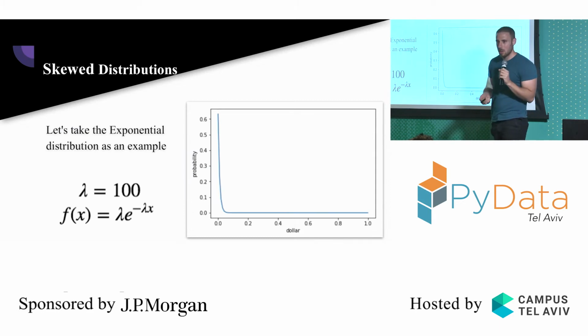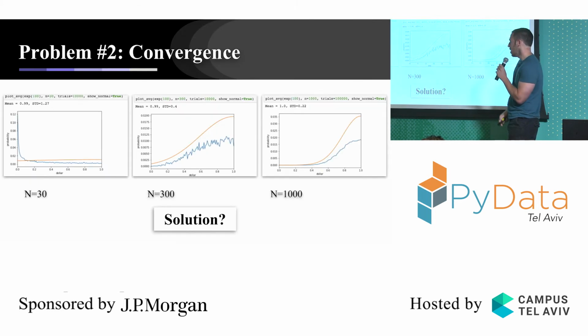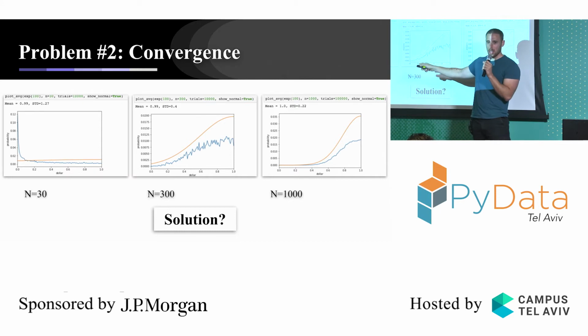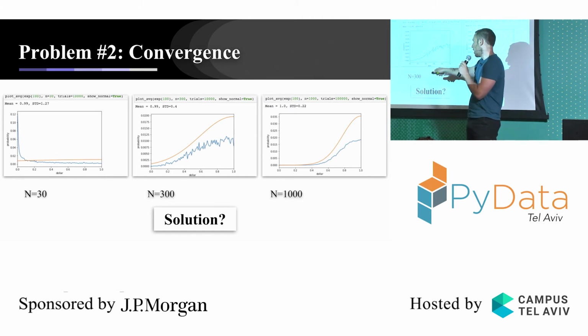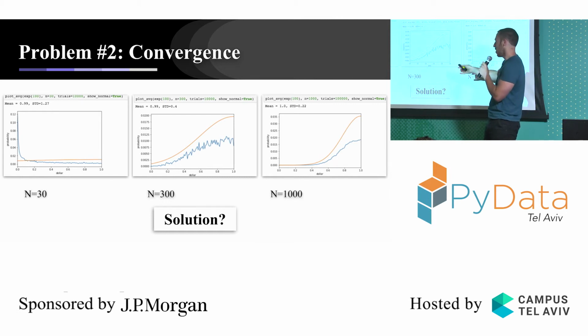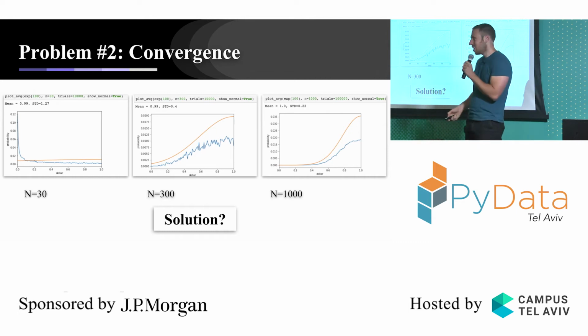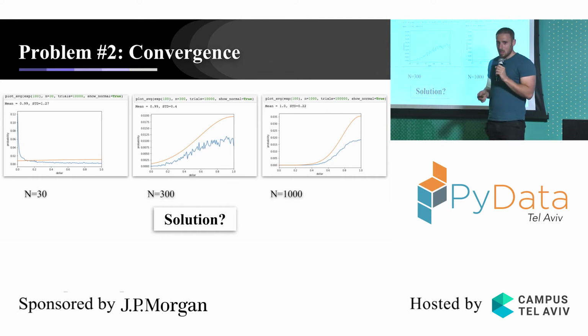But what if our basic distribution is skewed? For example, this exponential distribution. So here I'm starting from 30 observations, and you can see it's nowhere near a Gaussian. The orange line is the Gaussian approximation. For 300, it also doesn't look quite there, and even for 1,000, it has a long way to go. So eventually, it will look like a Gaussian. We can say that for sure, but it might take a while.